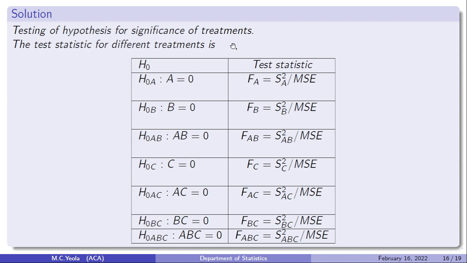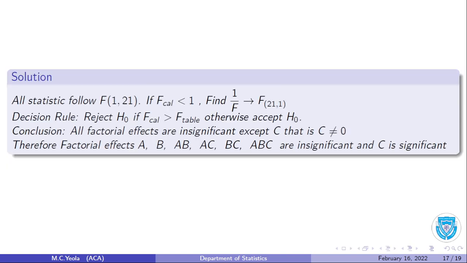Then, testing of hypothesis for significance of treatment. The test statistic for different treatments is the statistic we have written here. These are the hypotheses we have written: H naught A equal to 0, H naught B equal to 0, and likewise all these hypotheses. Here F is SS upon MSE, which we have obtained in the table itself. So we have this value, and only C gets rejected. This is our usual decision rule.